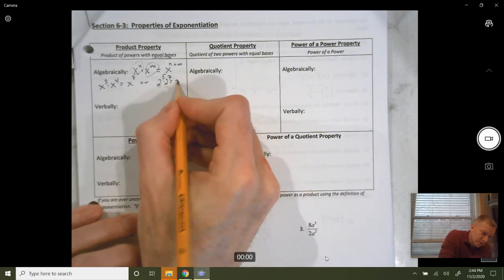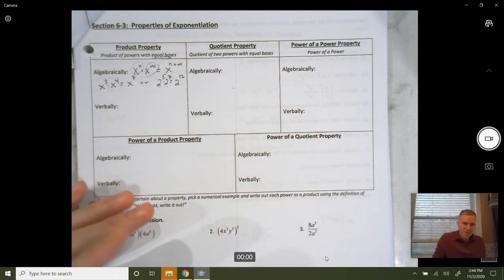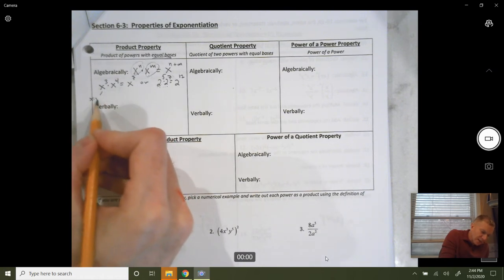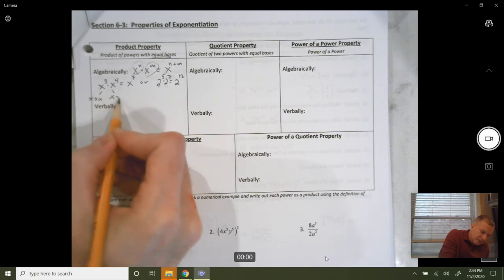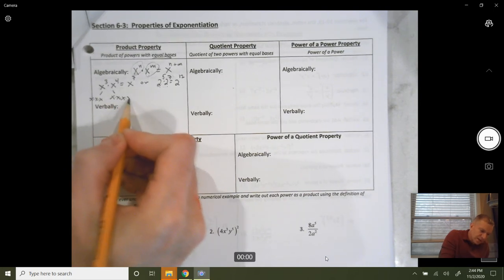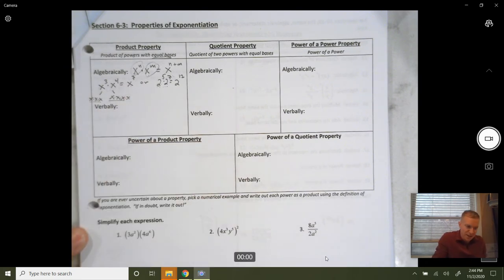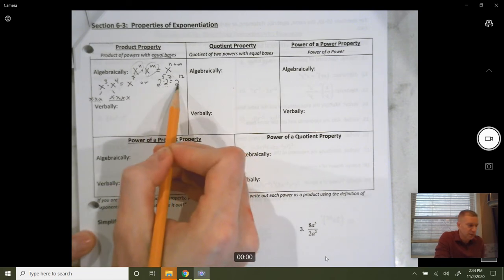You leave the base alone, and then you add the exponents. When you think about why that works, it really makes sense. X to the third is 3 x's, x times x times x. X to the fourth is 4 x's, x times x times x times x. And if you multiplied all these together, you have 7 x's, so x to the 7th. Same thing: 5 twos and then 7 twos. You have a total of 12 twos multiplied together.